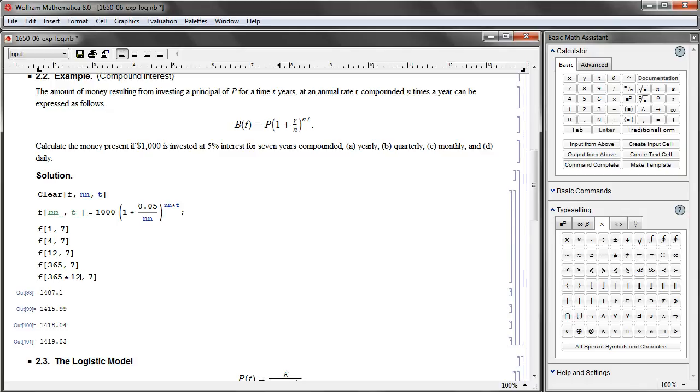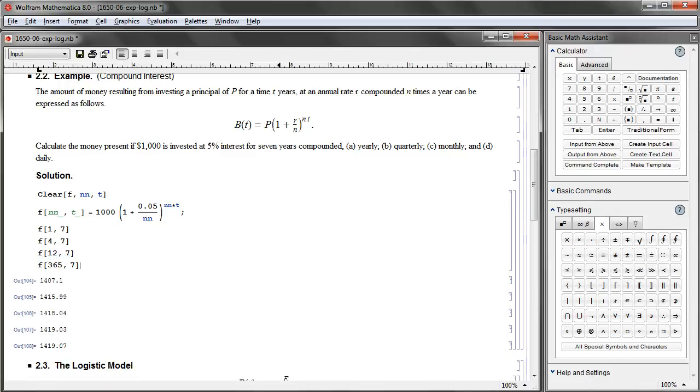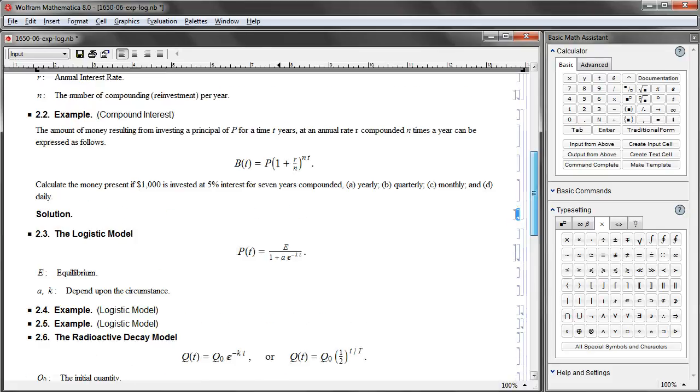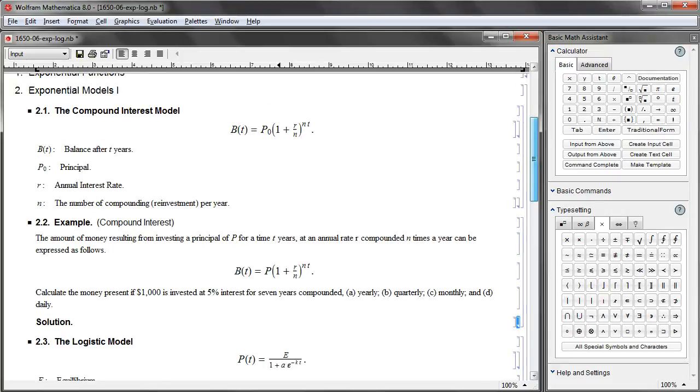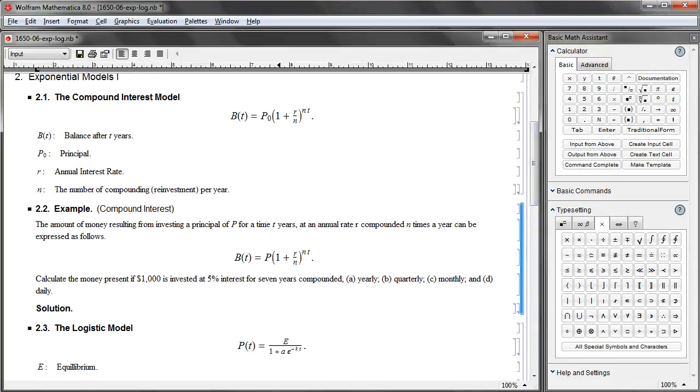365 days, 24 hours per day, and then 3,600 seconds per hour, and just compounded every second. Again, the difference isn't much, as you can see. And this kind of converging behavior is related to, as a matter of fact, the natural exponent e. Okay, let's move on to the next model, the logistic model.